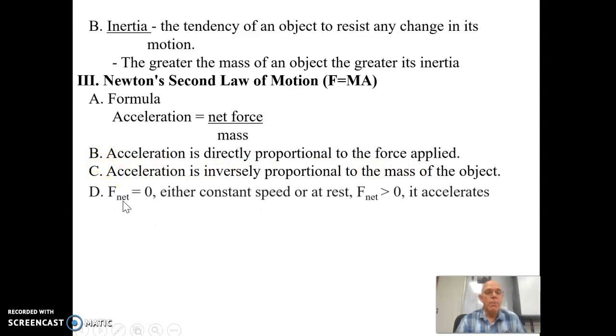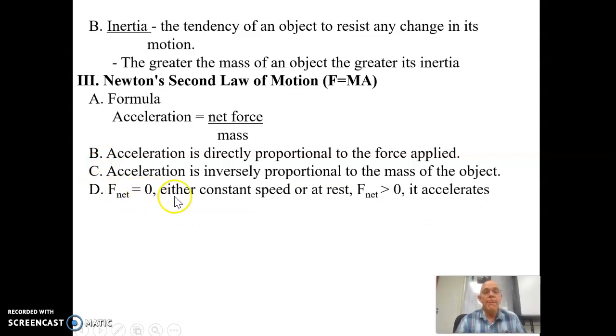Now remember, if the net force is 0, that means the acceleration is equal to 0. So either it's going at a constant speed, Newton's first law, or it's at rest, because it's not going anywhere. That's a constant speed of 0. And if the net force is greater than 0, then it will have some acceleration because everything has some mass, okay? And that's basically what Newton's second law talks about and comes right down to.